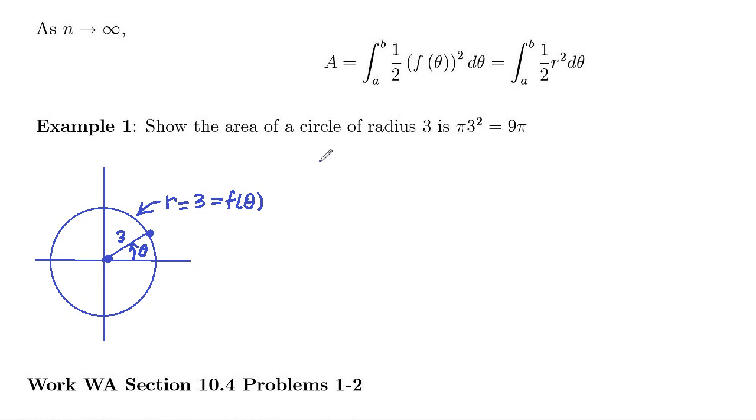So let's go ahead and set up our area integral. So area is going to equal the integral of 1/2 r squared. Okay, r is 3, so 1/2 times 3 squared, and then d theta. And then we're going to add up these little slices of pie. If we slice the circle all the way around, we are going to add those slices of pie up from 0 all the way around to 2 pi.